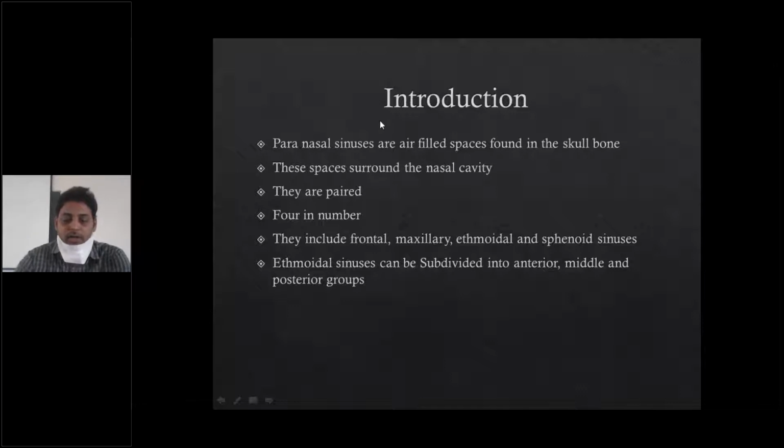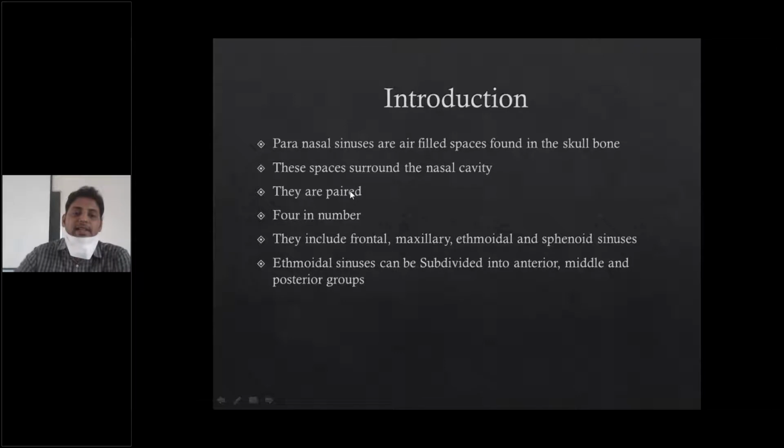Coming to the introduction part, paranasal sinuses: para means adjacent, nasal means nasal cavity or nose, and sinuses means spaces. These paranasal sinuses are the spaces adjacent to the nose. They are air-filled spaces found in the skull bone. As the name suggests, these spaces surround the nasal cavity, adjacent to the nasal cavity.